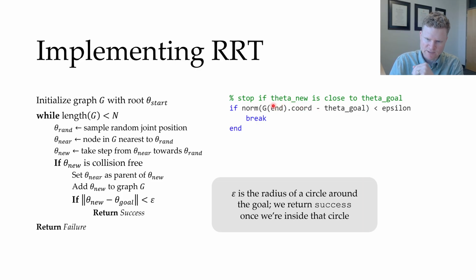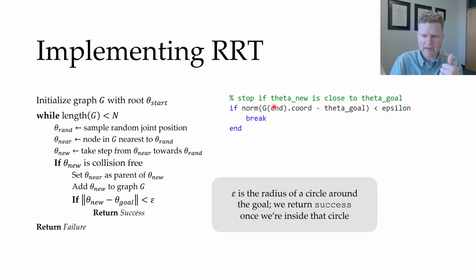Now, you might notice I've got this end here. That just means the last node in my graph. And so I'm just looking at the very last node. Is this close enough to the goal? And we'll be checking this each time we add something new to the graph. So I'll be constantly checking to make sure that these new nodes are either not completing the task or they're close enough to the goal that we can complete the task.